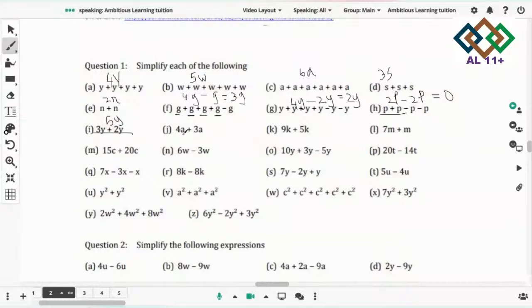You have the same thing, 4a plus 3a, that's 7a. You have 9k plus 5k, that is 14k. So the answer for this one is 14k. Then you have 7m plus m, that's 8m. Let me just put some of your answers now on the screen.